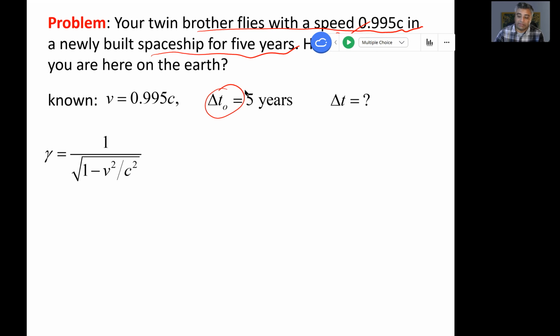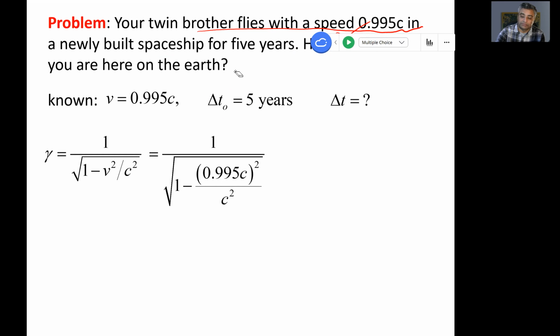So what happens here? We can find gamma using that and see how using the V that has C makes it a bit easier to do the calculation here. So when we write this in terms of C, this C also becomes C squared. So C squared on the top and the bottom, they cancel, leaving us just 1 minus 0.995. And of course, let's not forget to square it because we need to square both.